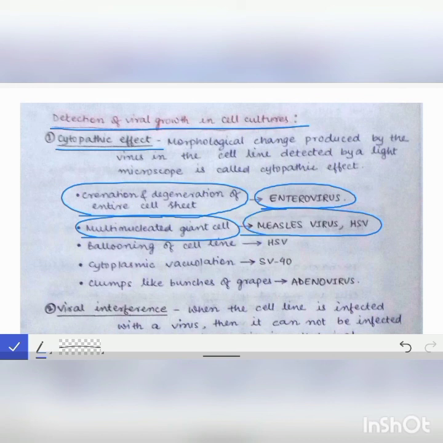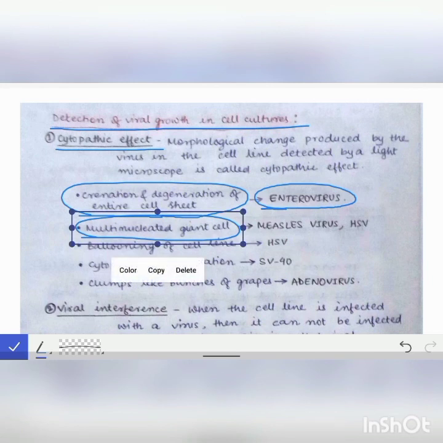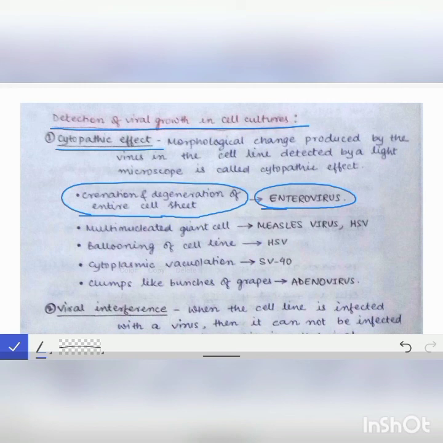By the cytopathic effects, we can presume a viral infection and get knowledge about which virus has infected. Similarly, ballooning of the cell lines is seen in the case of HSV, herpes simplex virus. Cytoplasmic vacuolation, meaning vacuoles in the cytoplasm of those cell sheets, is seen in the case of simian vacuolating virus 40.